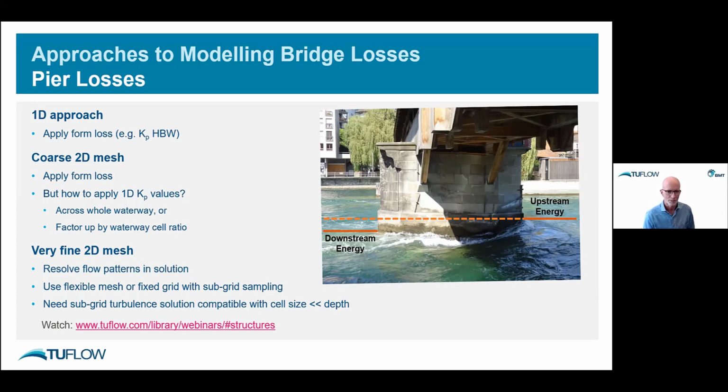What is pretty important, though, is that you need a nice subgrid turbulent solution that's compatible with the cell size being much less than the depth. But have a look at that other webinar and you'll see some more information and some benchmarking around that.